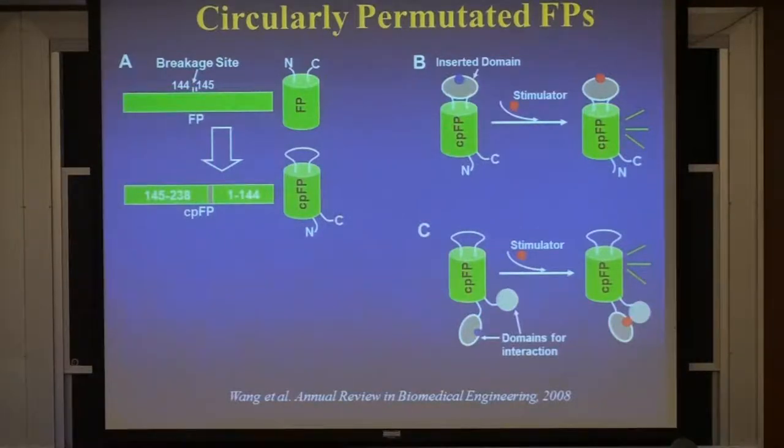So people can easily insert some sensitive domain or molecular domains, for example, connecting the original N-terminal, C-terminal, so that whenever this domain interacts with a stimulator in the cell, it will change the fluorescent color of these circularly permuted fluorescent proteins. Or you can insert two interacting domains at the new N-terminal, C-terminal. Whenever stimulation comes, it will change the fluorescence color. So therefore, you can utilize this single fluorescent protein to monitor the environmental change or biochemical signals.